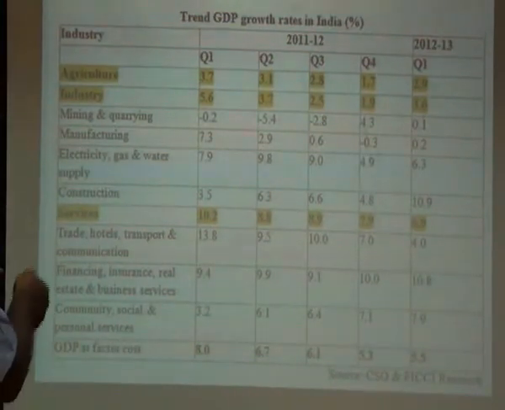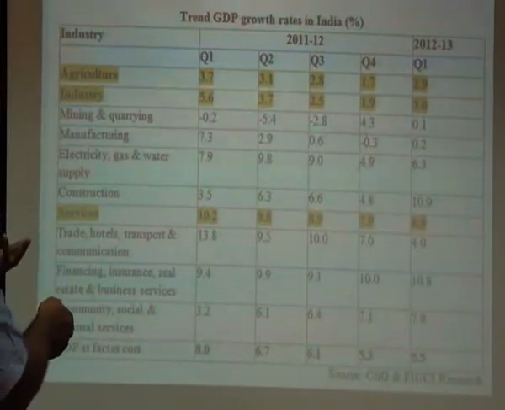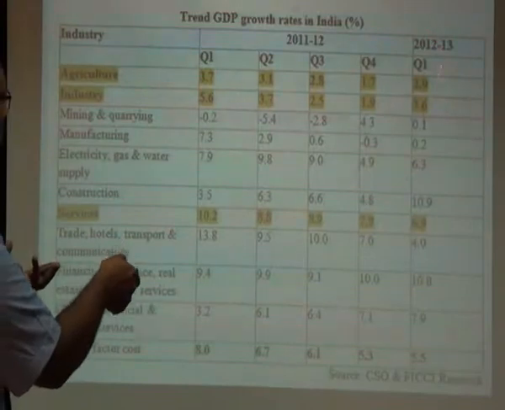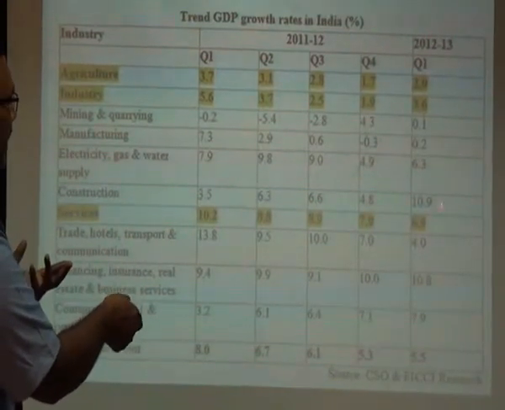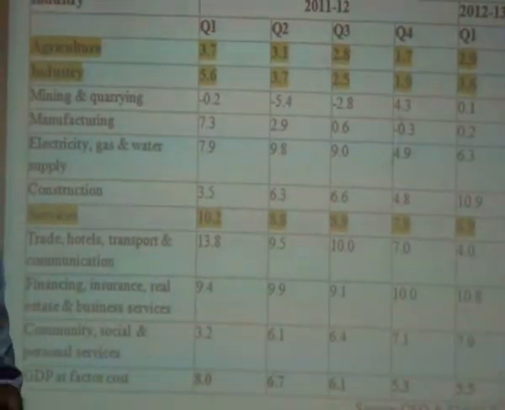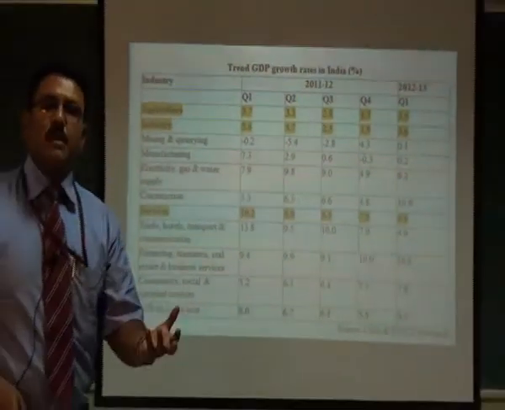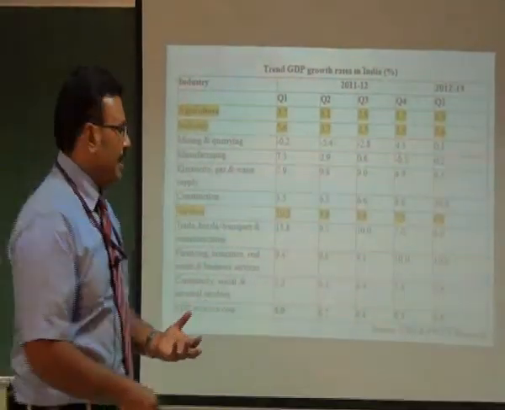You have to see, in the first quarter of 2011 and 12, they were able to make only 3.5% of the overall GDP. Then what happened? In 2012 and 13, they made nearly 10.9% of the contribution to the entire GDP. So which industry is flourishing in the particular economic environment? That is also possible to find by analyzing the categories.